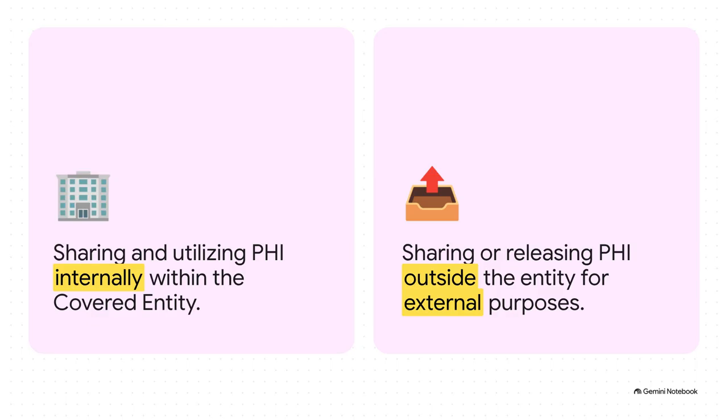Use of PHI refers strictly to sharing and utilizing that information internally within your specific covered entity, like consulting with a colleague down the hall about a difficult case. Disclosure, on the other hand, is when you release PHI outside of your entity for external purposes, like sending records to an external specialist or an insurance company. This distinction right here is the absolute foundation of how the privacy rule regulates the flow of information.